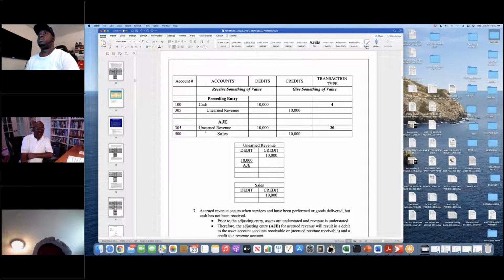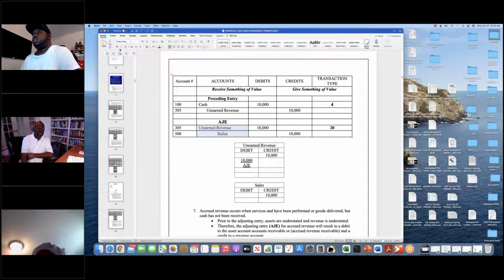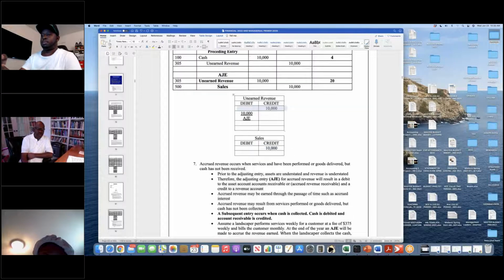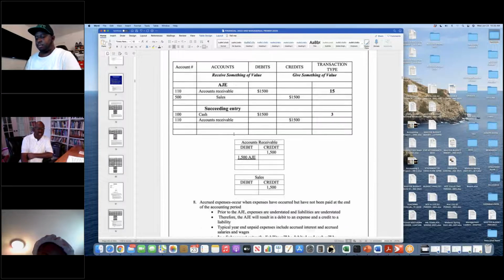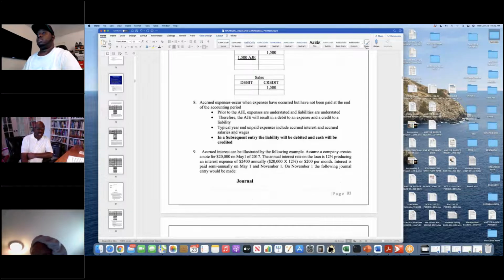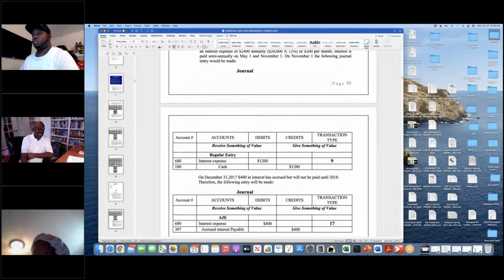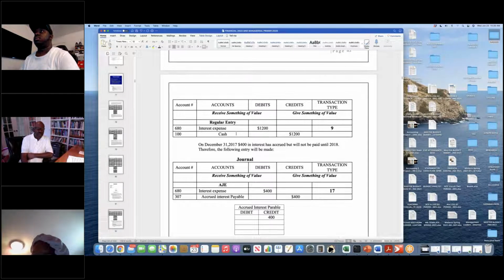For unearned income, it's always a debit to unearned revenues and a credit to sales for the AJE. Now we have the preceding entry, but this is always the AJE. So when you get ready to make the AJE, it does not change. And the same thing for the others.